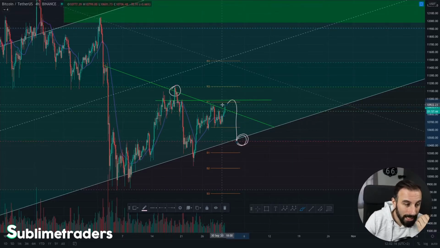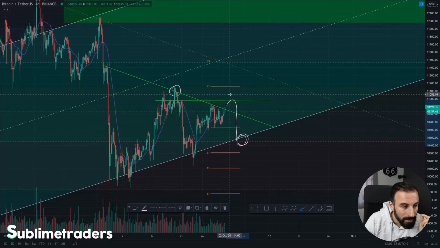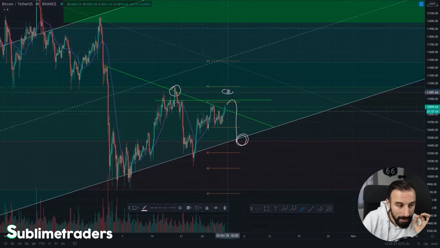if the price action continues to go up, I would wait for a confirmation candle that we have broken this level right here and right here. I could possibly, if the volume is right, enter a long.